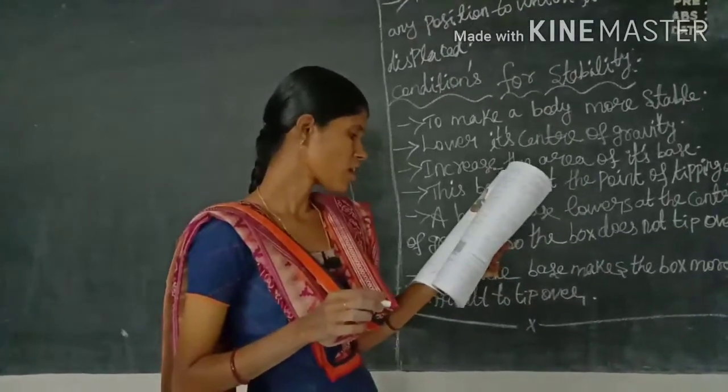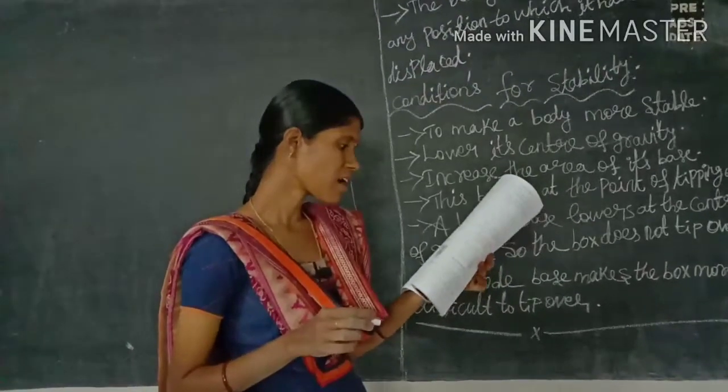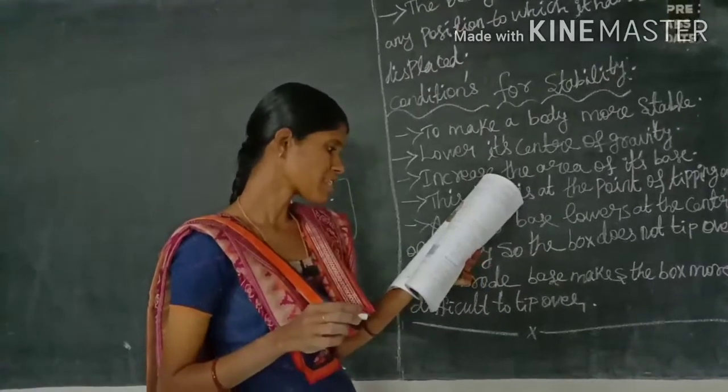Extra passengers are not allowed on the upper deck of a crowded double decker bus. Racing cars are built low and broad for stability.